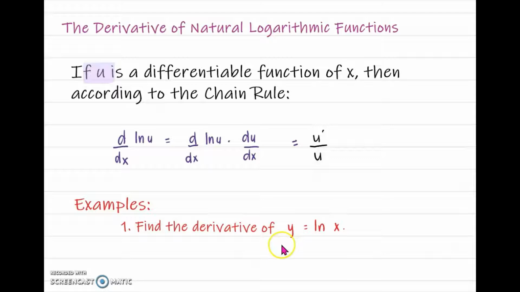So let's have an example. Find the derivative of y equals ln x. Let's have our solutions. First thing here is we need to identify the u in our given function. So in y equals ln x, let our u be x. So let u be equal to x. And then solve for the derivative.